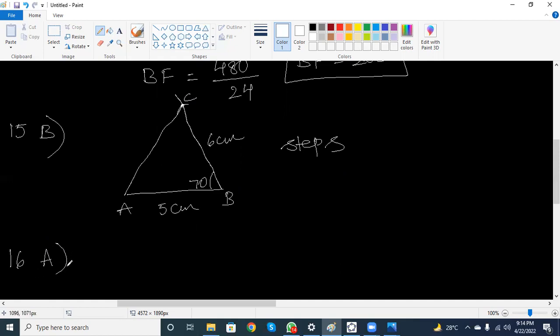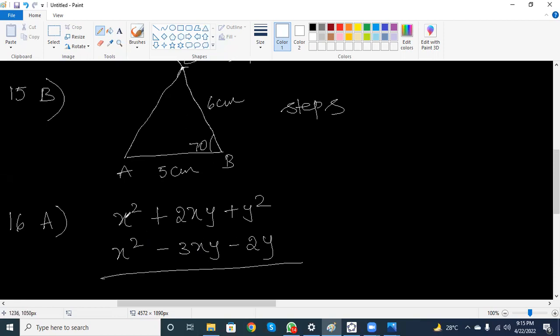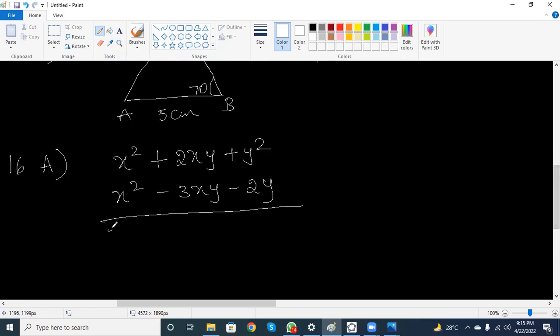16th A question. Subtract the sum of two algebraic expressions from another expression. Let's do addition first. Sum means addition. So easy question. x square minus 3xy minus 2y square. So x square plus x square is 2x square, plus 2xy minus 3xy. Unlike signs are subtracted and greater number's sign follows. So this is greater xy. Here also unlike. So subtract 2y minus y is y square. So greater number's sign follows. So this is the addition.